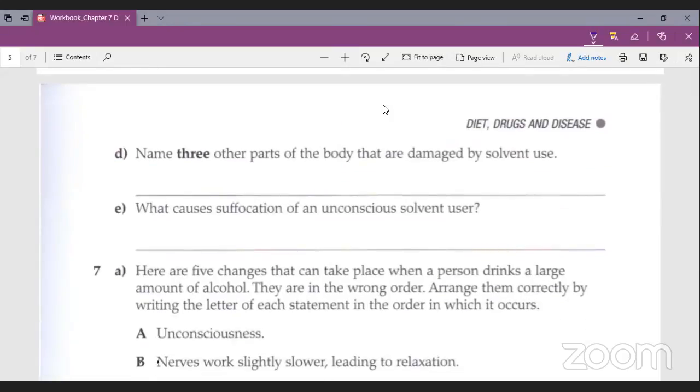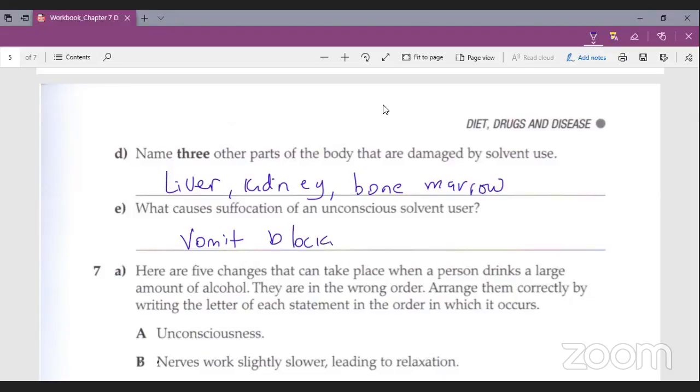So name three other parts of the body that are damaged by the solvent. The liver can be damaged. The kidney can also be damaged, and also the bone marrow. So they can all be damaged. What causes suffocation of an unconscious solvent user? What happens is they vomit. When they vomit, it blocks the windpipe, and that causes them to die.